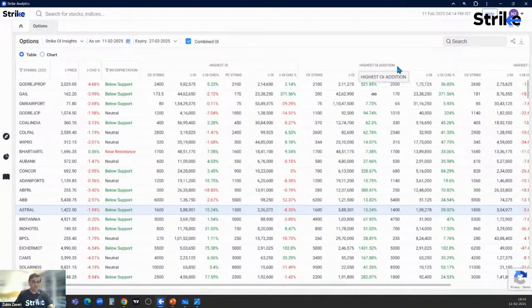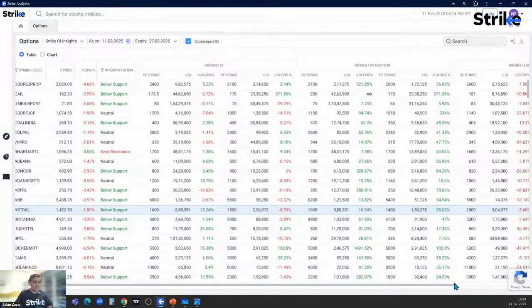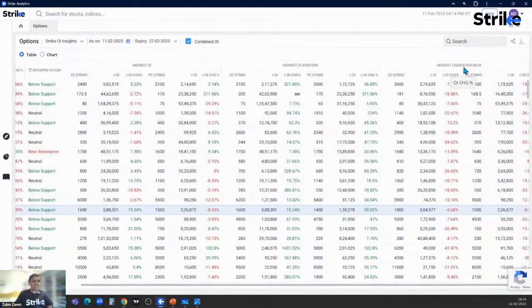Highest OI addition shows that today, in these particular call and put strikes, these were the additions that were made. And towards the right-hand side, you can see highest liquidation. In these particular strikes, the open interest went down to the highest level.